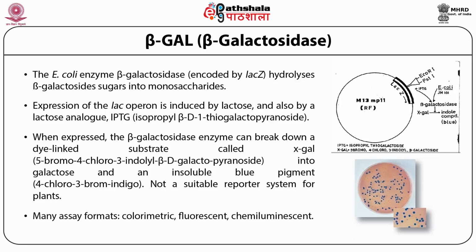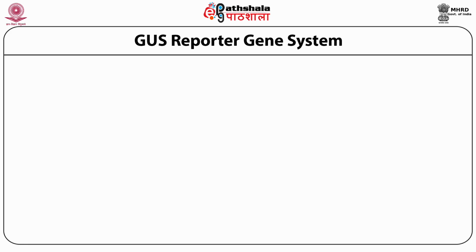There are different types of assays, either colorimetric, fluorescent, chemiluminescence, or just visual detection of a blue product. A reporter system very commonly used in plants is the GUS reporter gene system. This GUS protein, the beta-D-glucuronidase enzyme, is coded by a gene called UIDA or GUS-A gene from E. coli. When this gene hooked up to a promoter is transferred to a plant, and the promoter is active, this enzyme, glucuronidase, is produced.